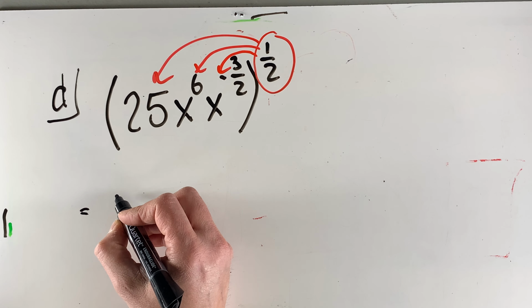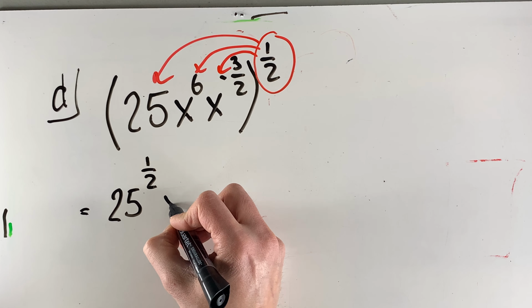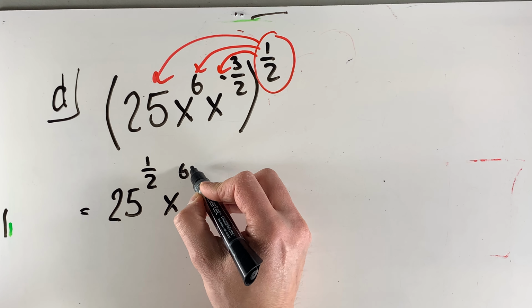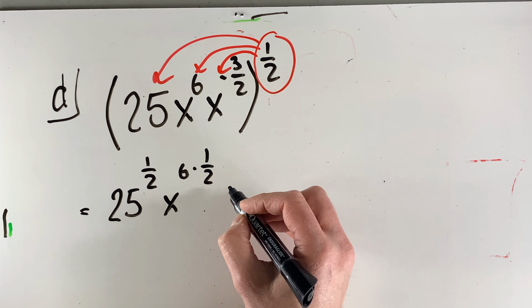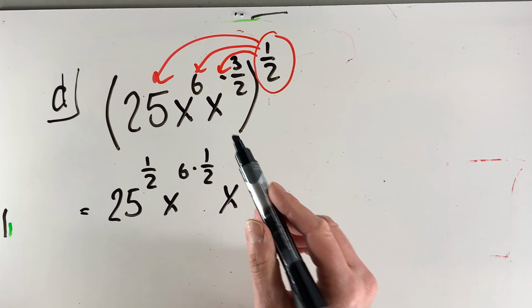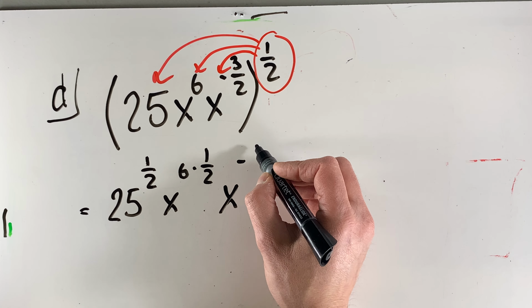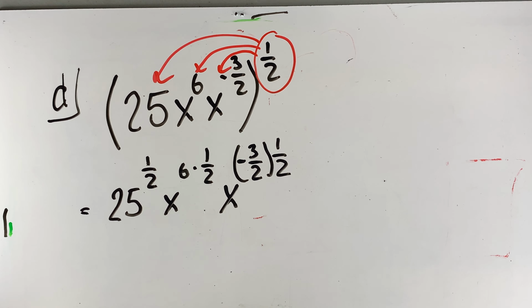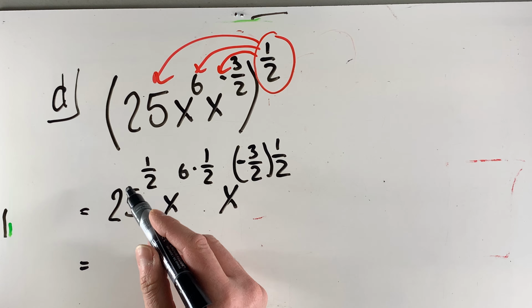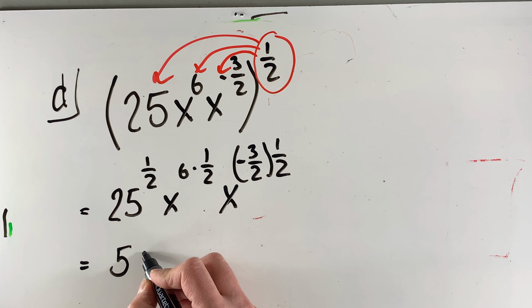So this is going to give us 25 to the power of 1/2 times x to the power of 6 times 1/2 times x. I had to double check. There's actually 2 x's here. That's correct. Times x to the power of negative 3 over 2 times 1/2. 25 to the power of 1/2 is 5. Okay, and then we have x.